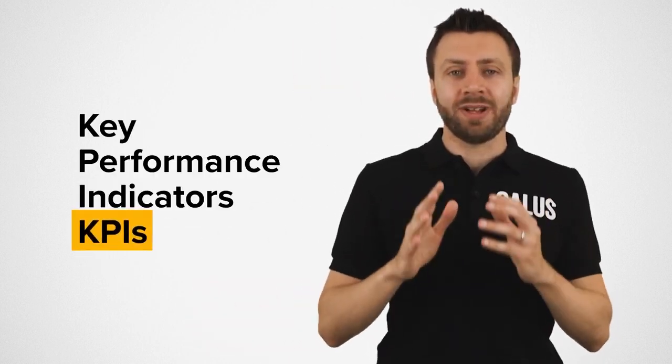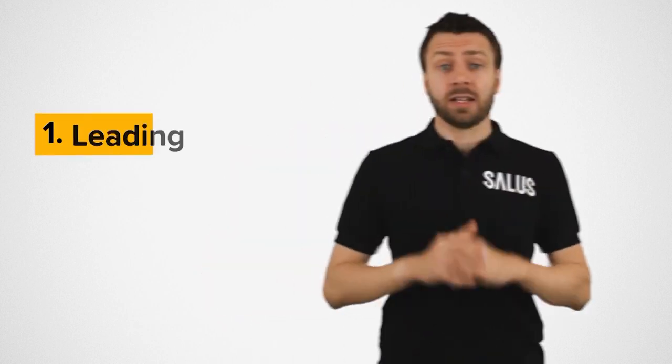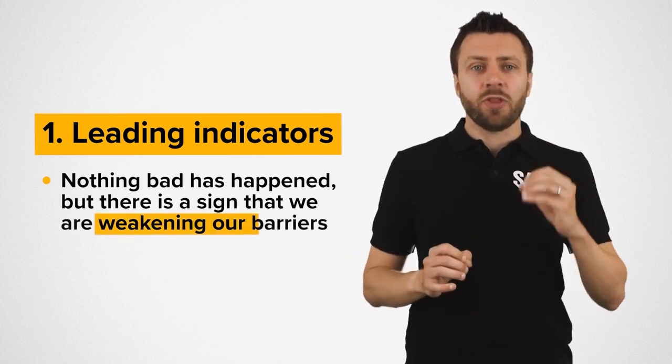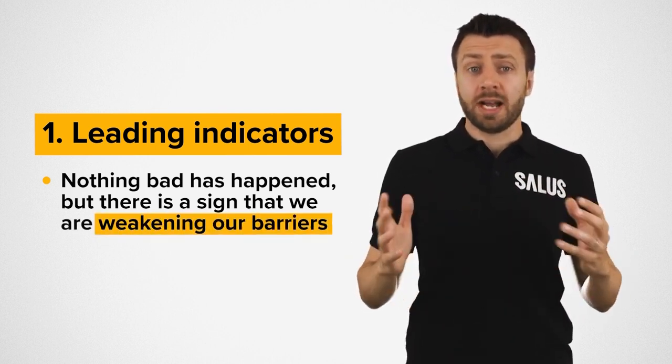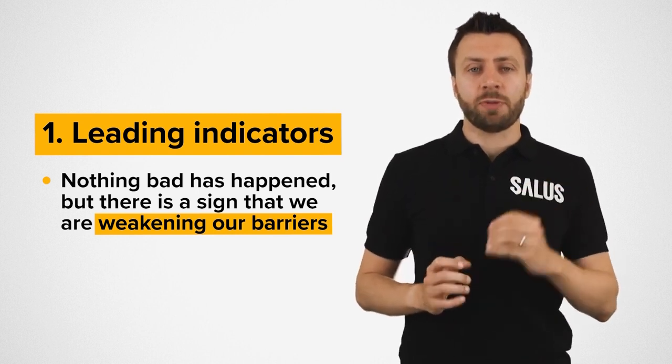Organisations may wish to measure weak signals by establishing key performance indicators, or KPIs, where performance is actively monitored. There are two categories of KPI. Leading indicators. This is when nothing bad has happened, but there is a sign that we are weakening our barriers. For example, measuring the amount of safety-critical equipment that fails to meet its required performance when tested. This is a sign that if these safety systems are called into action, they may not perform as required.